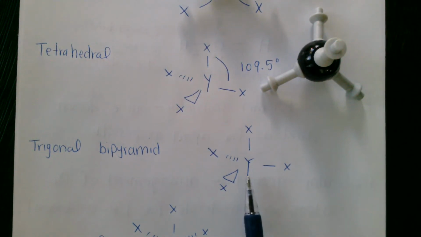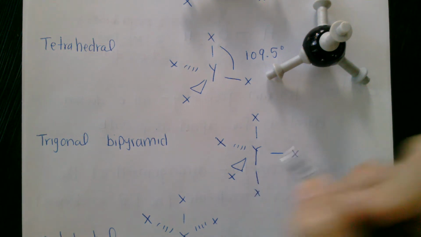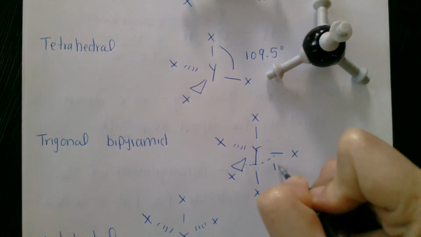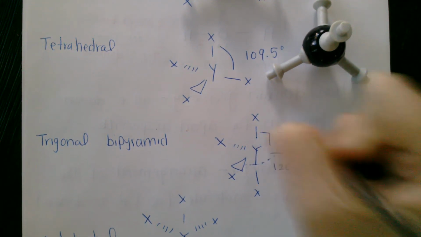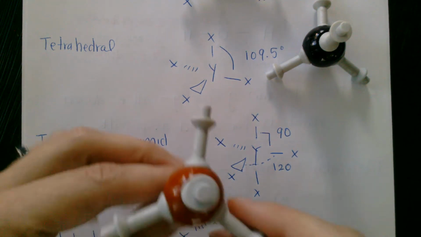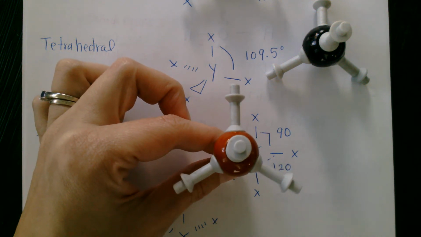Okay, so this is the fun one. This is where we have lots of different bond angles here. Okay, so this one here is 120, and then this one here is 90. So we have two. Okay, so here is this guy here. So I'm going to put it like this to start with.